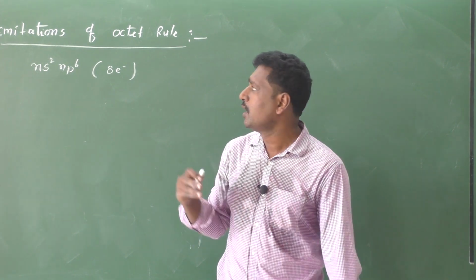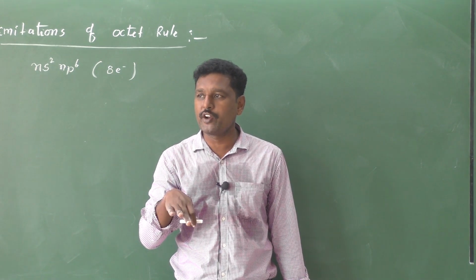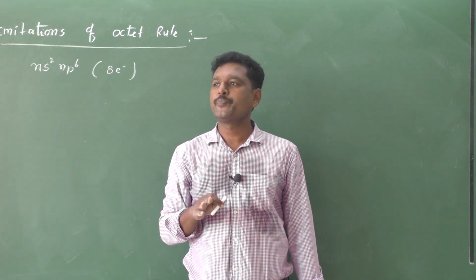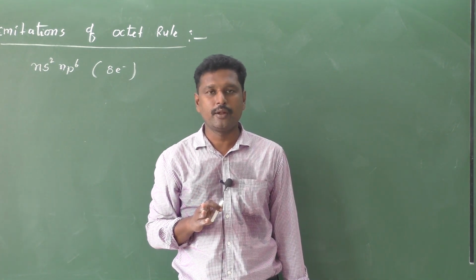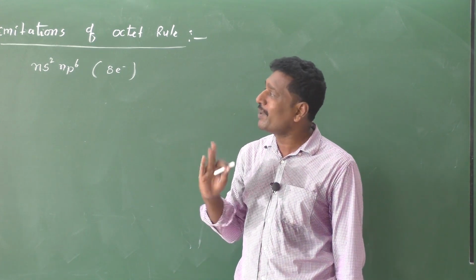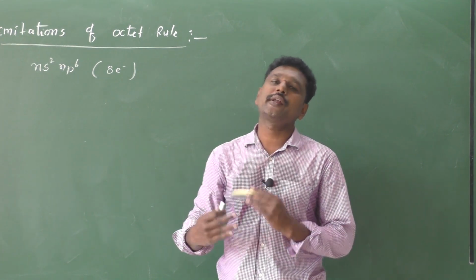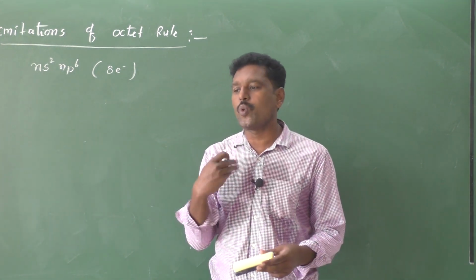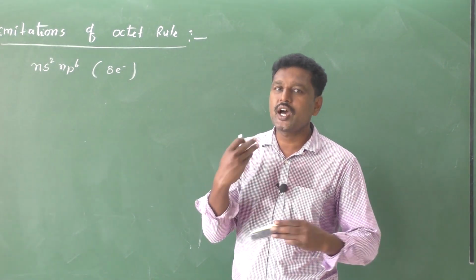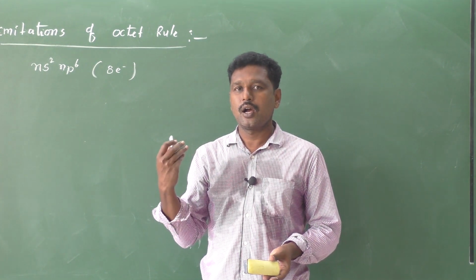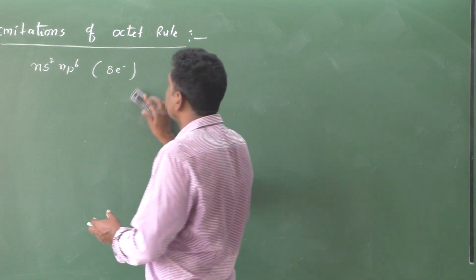Actually, the octet rule says that if an element has 8 electrons in the outermost shell, either before or after bond formation, it is considered stable. But we are discussing the limitations, so we are going beyond the octet rule. We will discuss the molecules that have more than or less than 8 electrons.